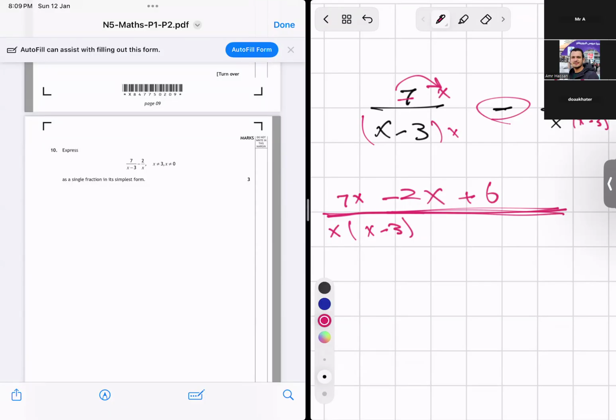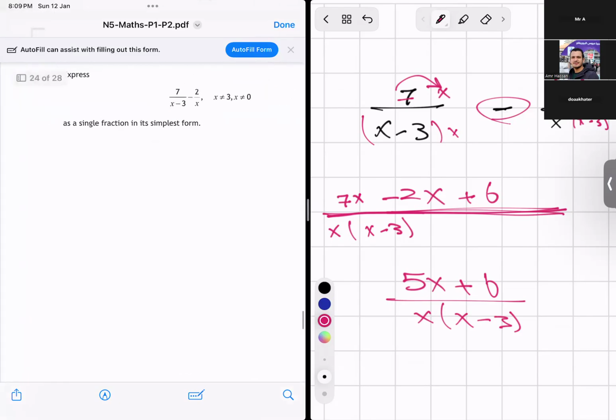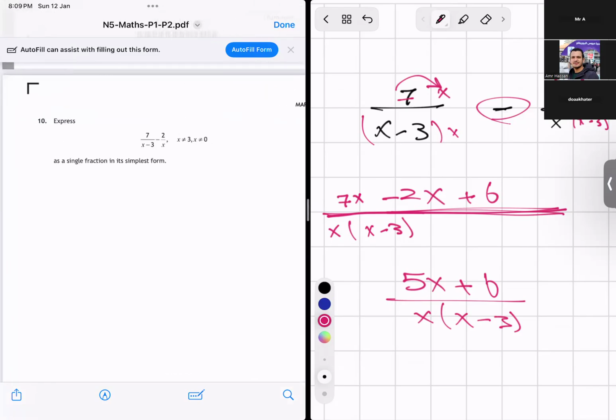What is the last step? 7x minus 2x. So it's going to be 5x plus 6 over x multiplied with x minus 3, right? I don't have to expand it, just keep it like this, because it asks me for the simplest form, a single fraction, and I've done it. Okay.